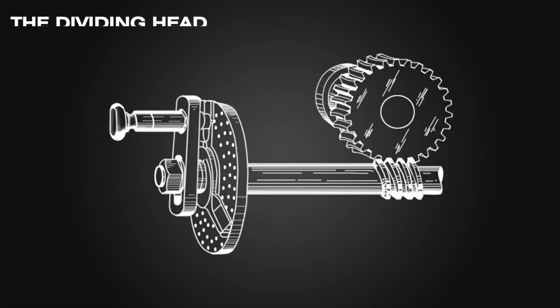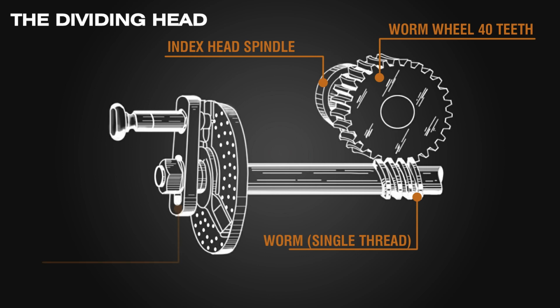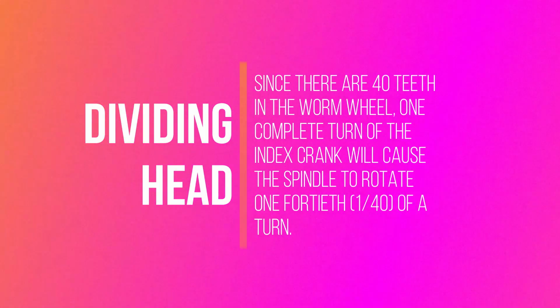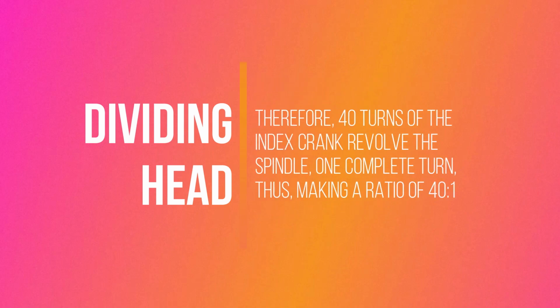The dividing head consists of a 40-teeth worm wheel fastened to the index head spindle, engaged with a single thread worm attached to the index crank. Since there are 40 teeth in the worm wheel, one complete turn of the index crank will cause the spindle to rotate 1/40th of a turn. Therefore, 40 turns of the index crank revolve the spindle one complete turn, thus making a ratio of 40:1.